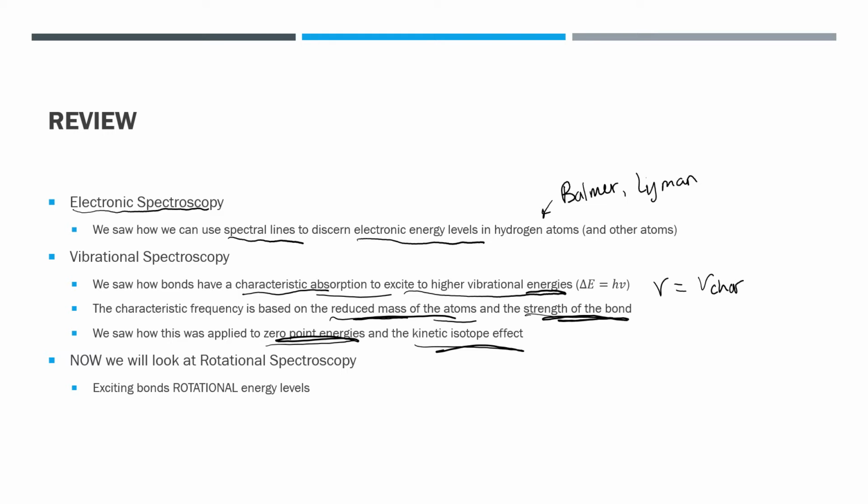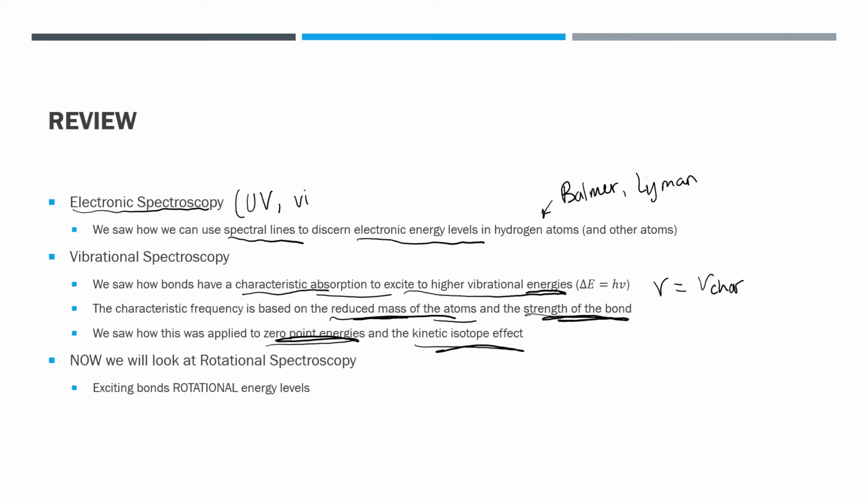Now we're going to look at the next type of spectroscopy, which is rotational spectroscopy. We've talked about electronic energy levels, vibrational energy levels. Now we're going to look at rotational energy levels. Rotational spectroscopy is basically how we can excite bonds to get them to rotate and excite them into higher rotational energy levels.